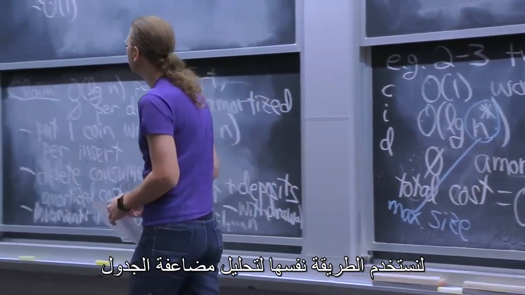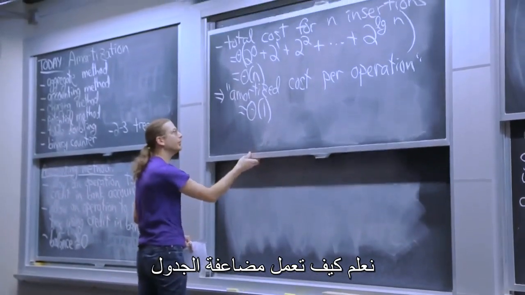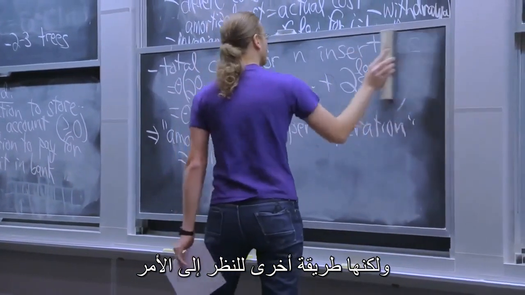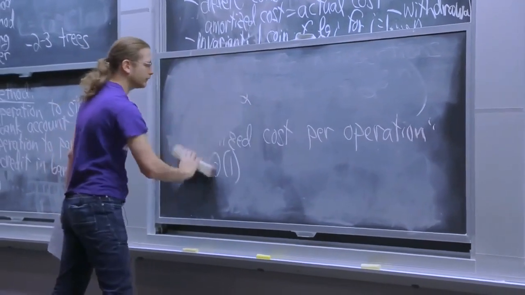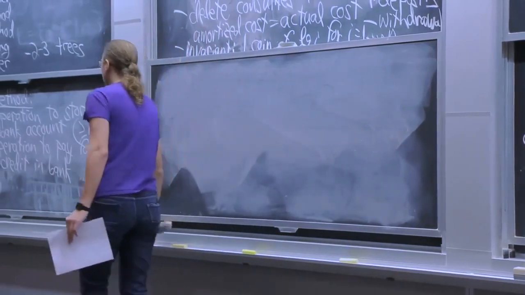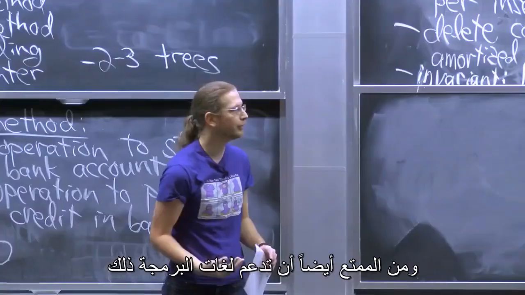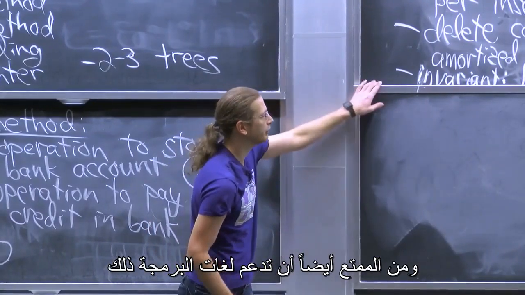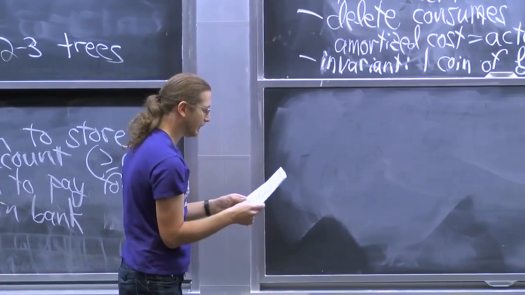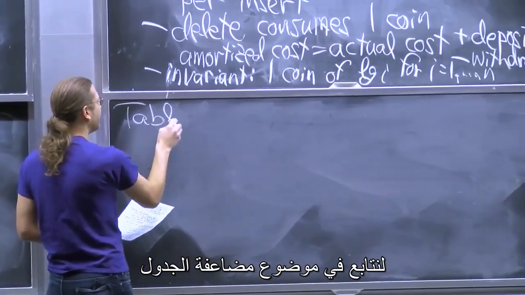OK, let's use the same method to analyze table doubling. We already know why table doubling works, but it's good to think of it from different perspectives. And it's particularly fun to think of the coins as being physical objects in the data structure. I always thought it would be fun to put this in a programming language, but I don't think there is a programming language that has coins in it in this sense yet. Maybe you can fix that. So let's go back to table doubling.